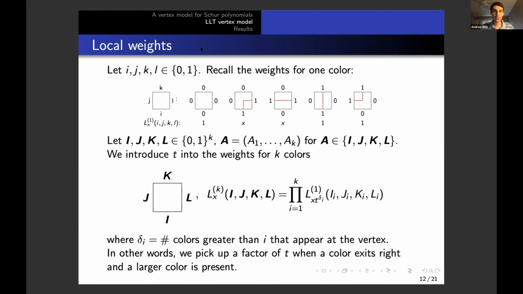Okay, so if I just have one color, my vertex model is going to be the same as it was for the Schur polynomials. Namely, I pick up an x anytime that I exit to the right, and I pick up a 1 otherwise. But if I have more than one shape, I have to worry about t. And what you do is instead of picking up an x when you exit to the right, you pick up an x times t to the delta, where delta is the number of colors greater than that color that appear in the vertex.